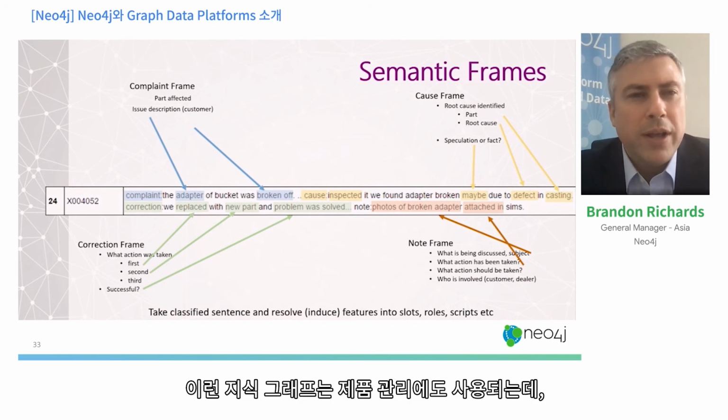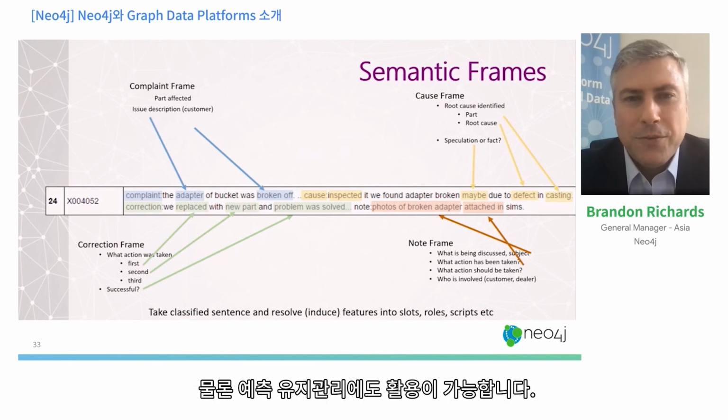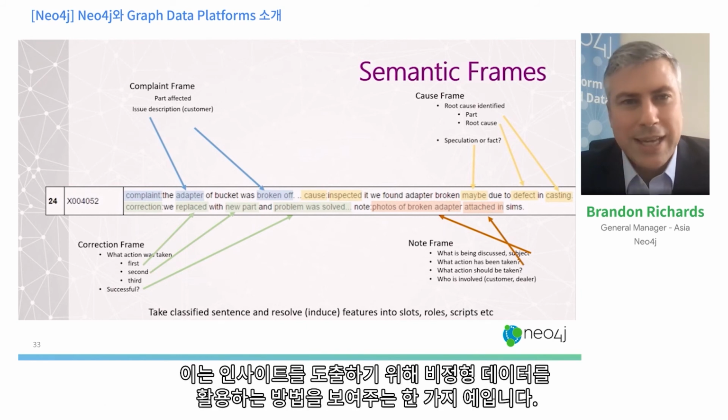It's also used in product management, where they can identify certain parts of equipment that maybe are failing or need to be re-engineered. And of course, predictive maintenance. If they start to see patterns on how often certain things are failing, they can do some predictive maintenance in a different interval than they had been doing before. So that's one example of how they were leveraging their unstructured data for insight.